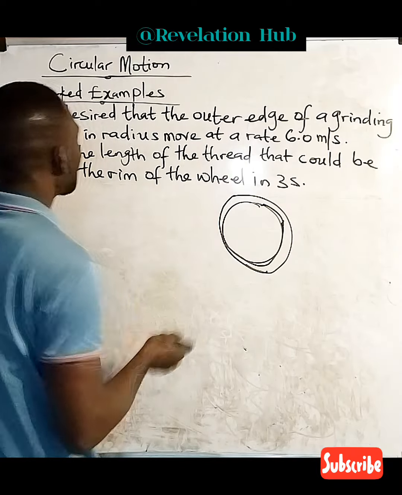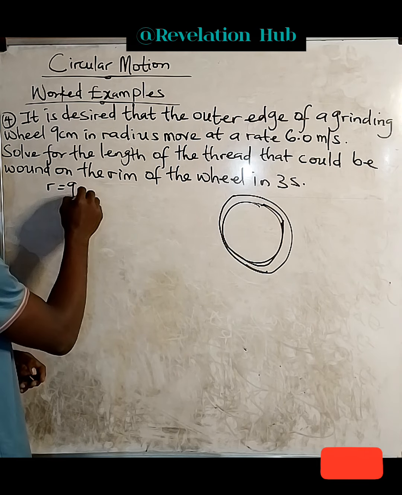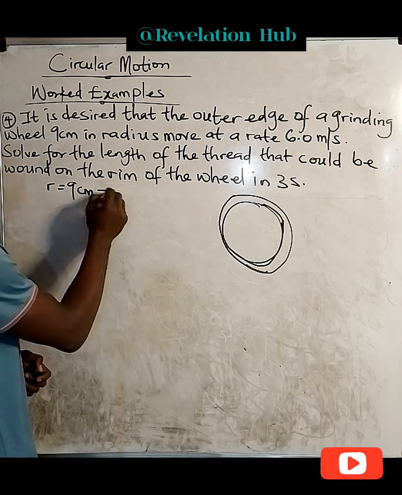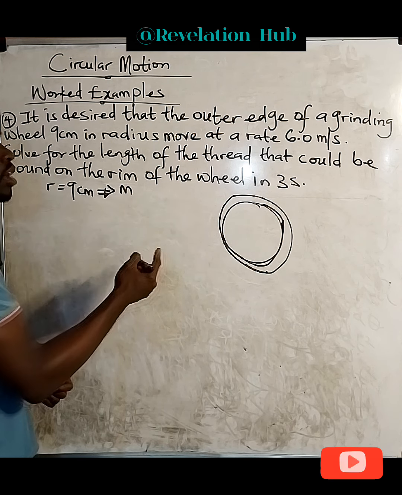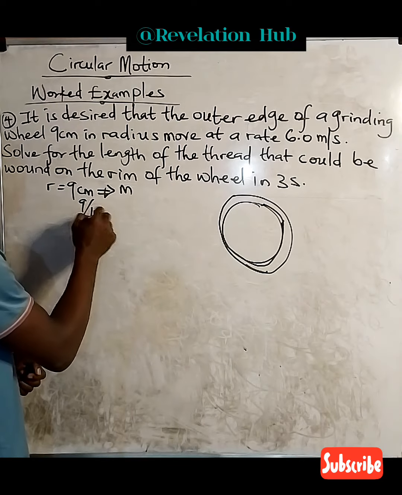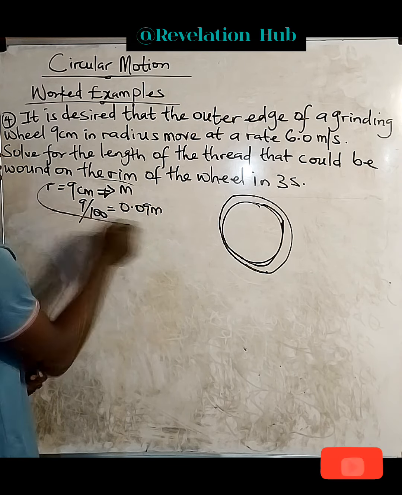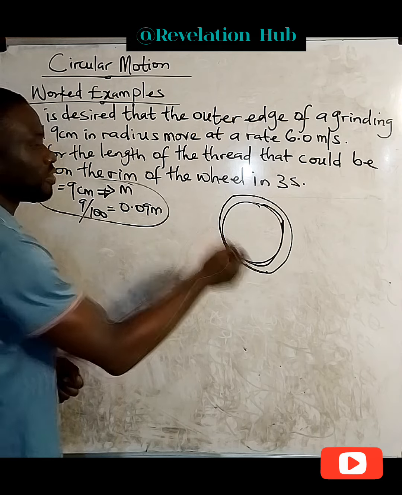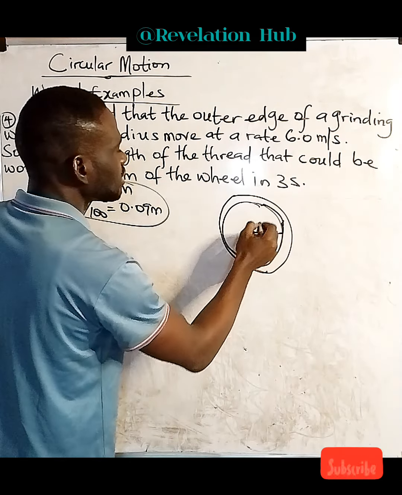So this wheel has a radius. What radius does this wheel have? You have a radius of 9 centimeters. Don't forget the radius should be in meters. So how do we convert this to meters? 100 centimeters make 1 meter. So 9 centimeters is going to be 9 divided by 100, so we have 0.09 meters. So this is already sorted.